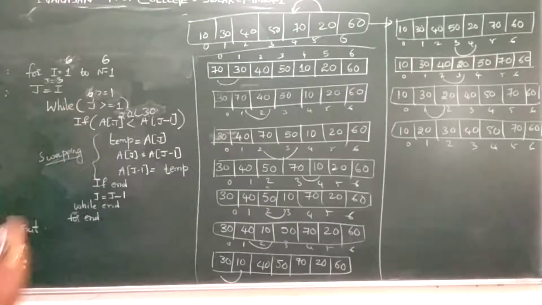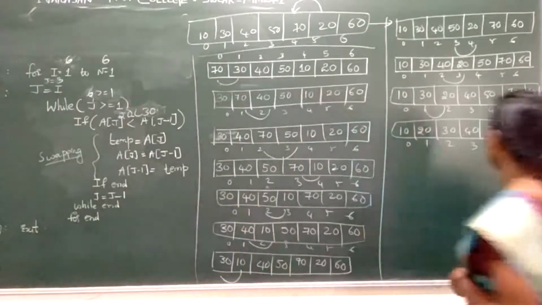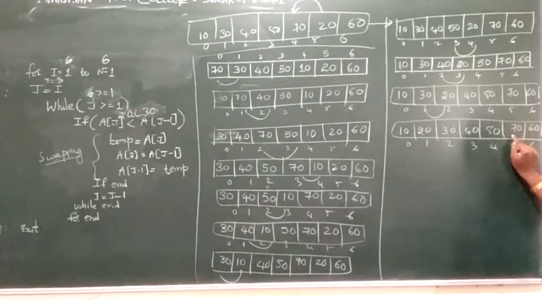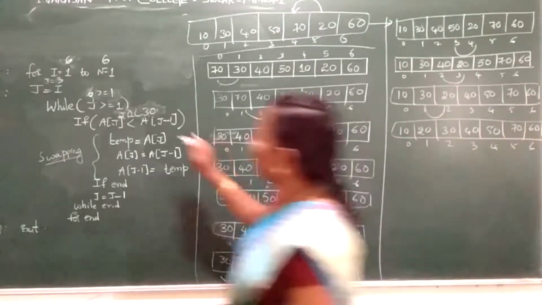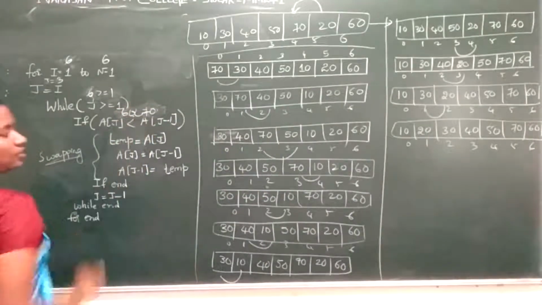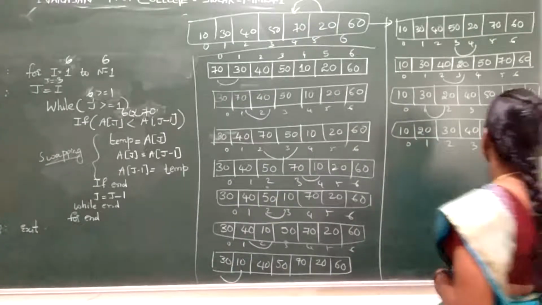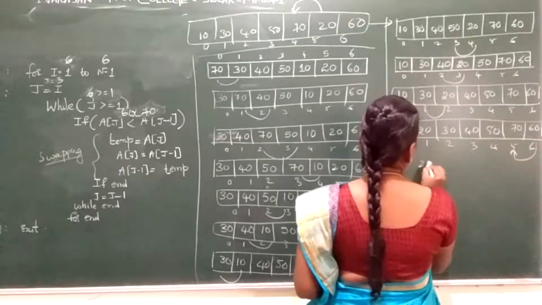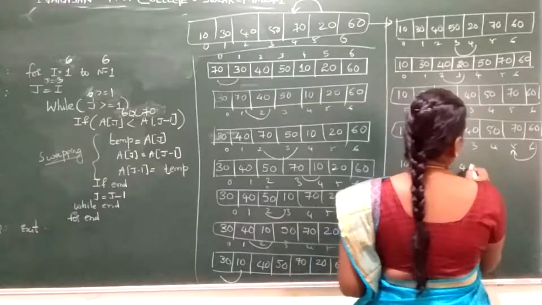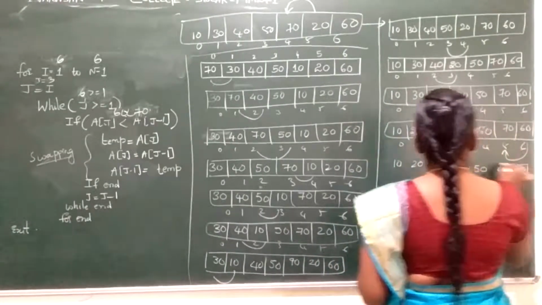Now I value is 6. 6 is greater than or equal to 1. Yes, condition satisfied. What is there in A of 6? I have 60. What is there in A of 6 minus 1? A of 5 has 70. 60 is less than 70. Yes, 60 is less than 70. So there will be a swapping taking place here. So I have 10, 20, 30, 40, 50, 60, 70.